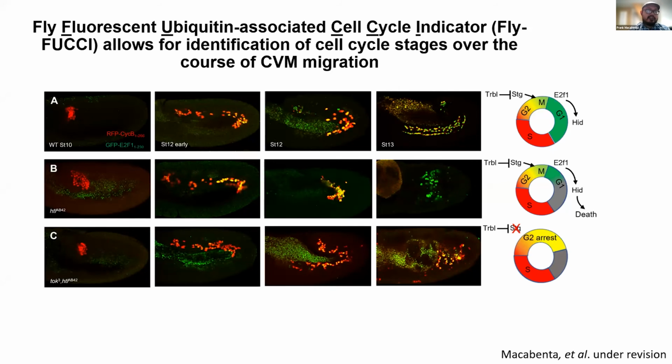However, when we expressed Fucci in a heartless Toke double mutant background, we find that the cells are able to transition into G2, but become arrested. As you can see throughout stage 12 to stage 13, there's perdurance of this yellow-orange signal, indicating cell cycle arrest. And this led us to think that we can perhaps manipulate this mechanism for inducing cell death in CVM cells over the course of migration.